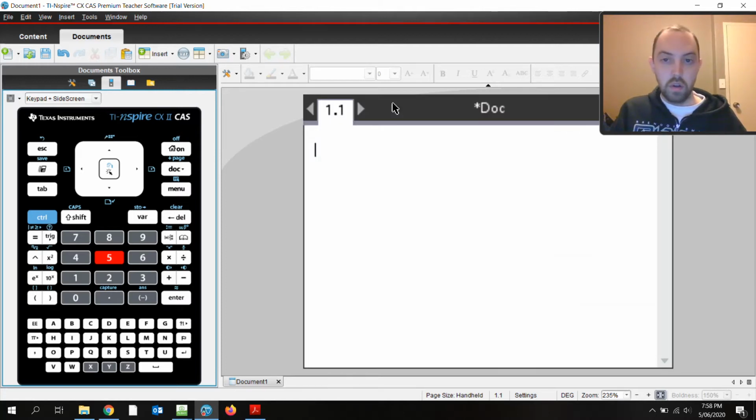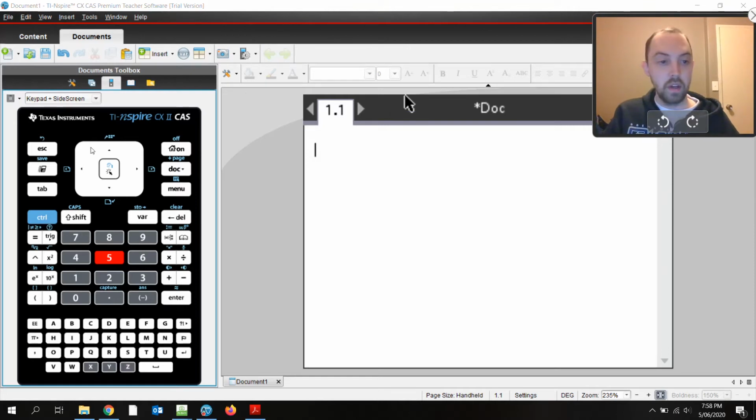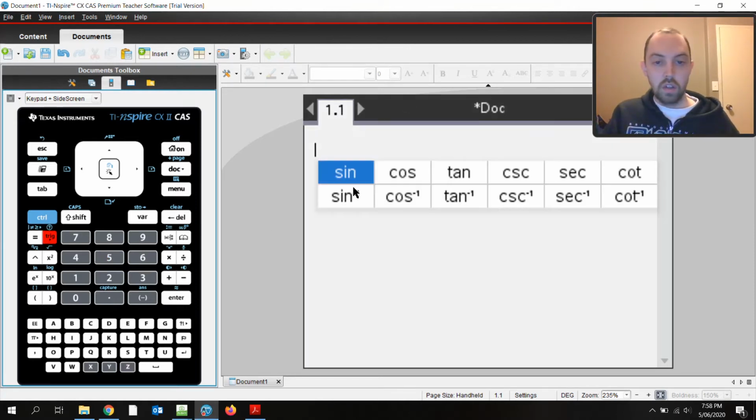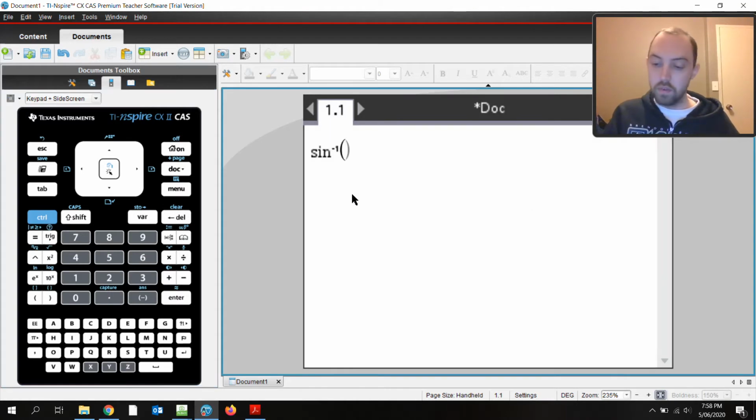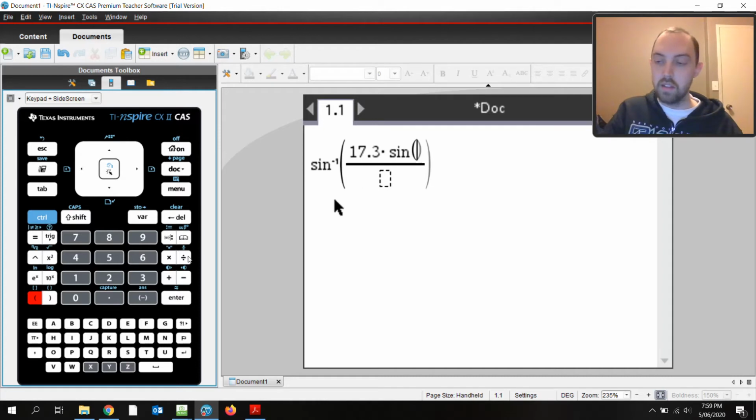Alright, so we've got sine to the -1, double check, still in degrees. Cool, I want degrees as my answer. So trig sine to the -1 of fraction 17.3 times sine of. Sometimes not putting that times in there can mess up your answer, or it might give you some sort of error.